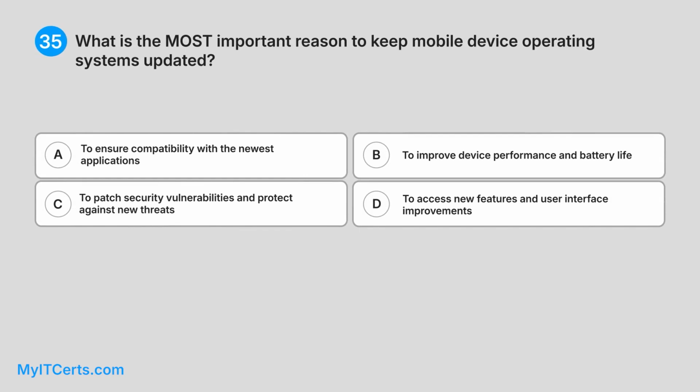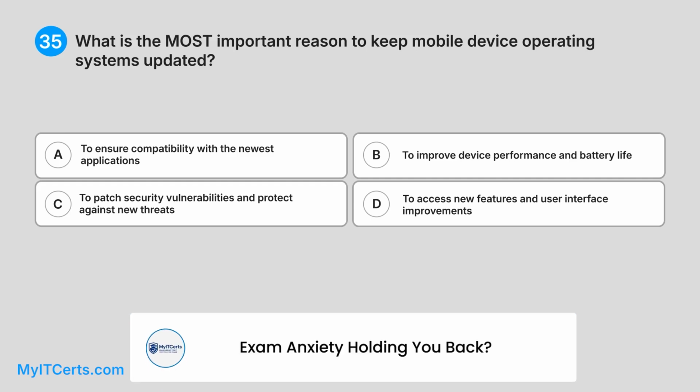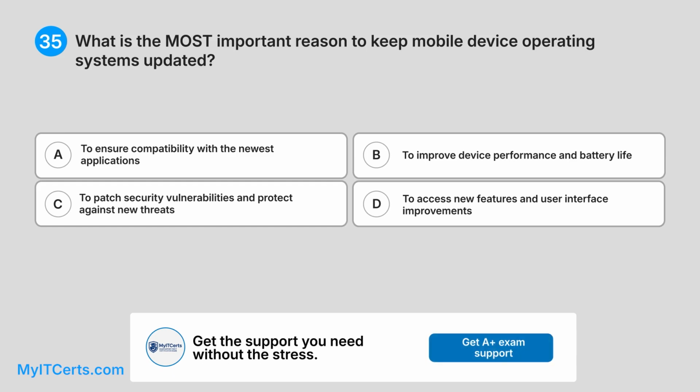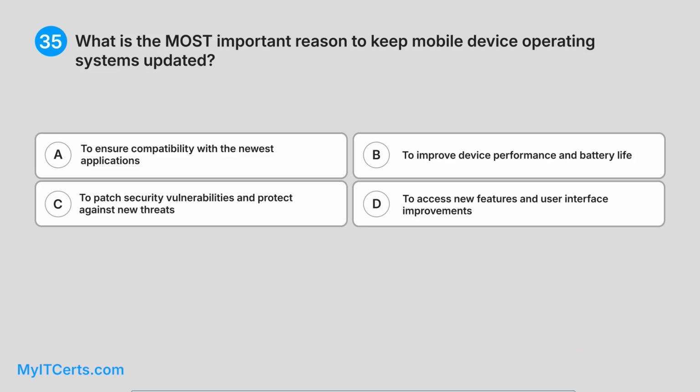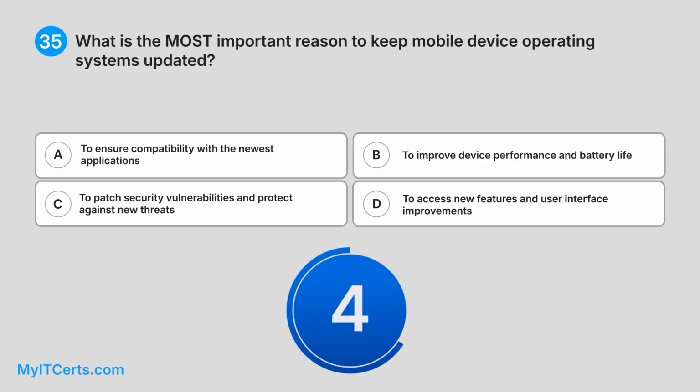(35) What is the most important reason to keep mobile device operating systems updated? A. To ensure compatibility with the newest applications. B. To improve device performance and battery life. C. To patch security vulnerabilities and protect against new threats. D. To access new features and user interface improvements. Can you guess the answer?